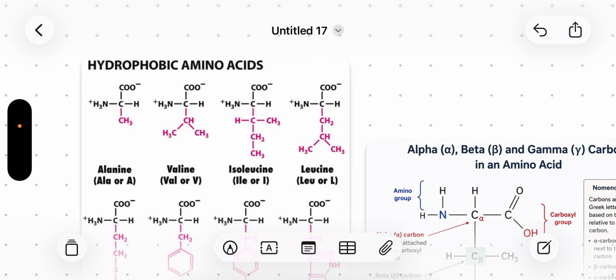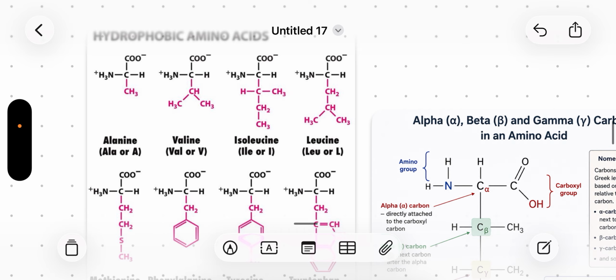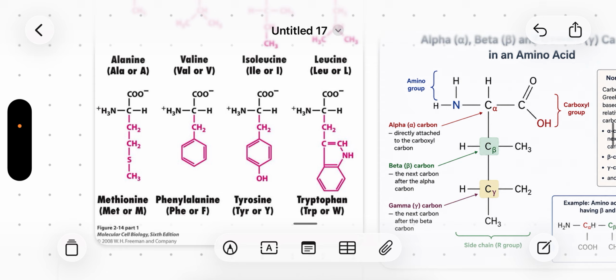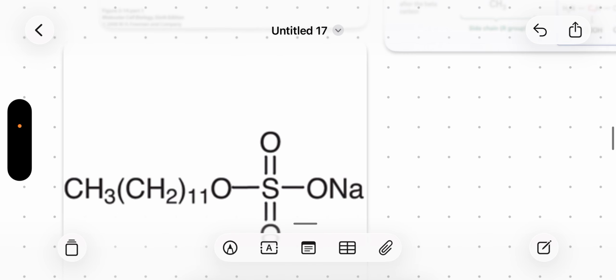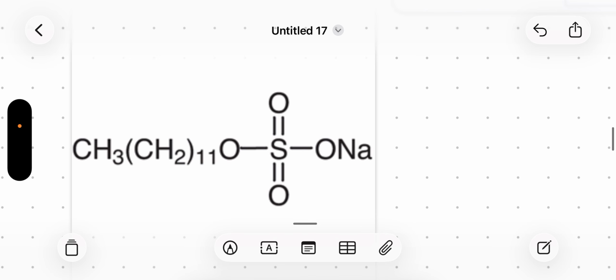Hi everyone, in this video we are going to understand how sodium dodecyl sulfate can denature proteins. When we look at the chemical structure of sodium dodecyl sulfate, it has a hydrophobic part and also a hydrophilic part. The sodium group has a hydrophilic nature, and the rest, the chain part, has a hydrophobic nature.